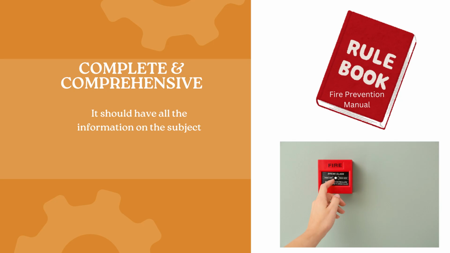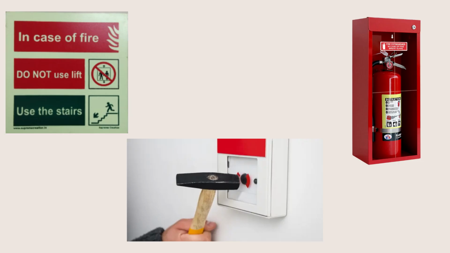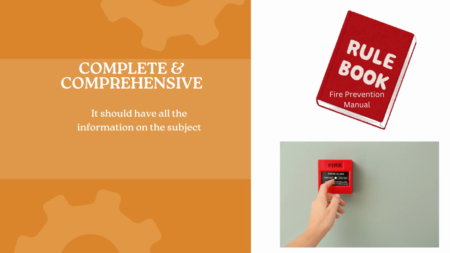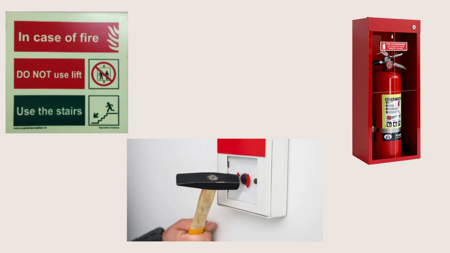A typical example would be a portion on the wall, a glass in which there is a hammer, and it is written there, in case of fire, break glass. So as a training, the employees would be given to understand that in the case of a fire, instruction on how to use the fire extinguisher.